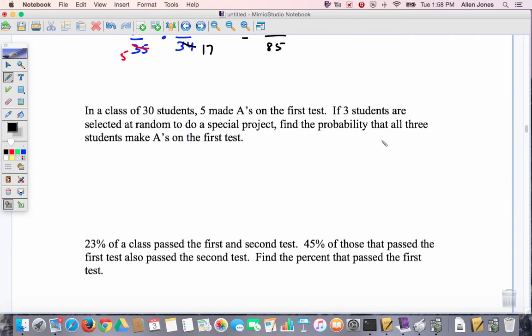Let's move on here. In a class of 30 students, 5 made A's on the first test. If 3 students are selected at random to do a special project, find the probability that all 3 students made A's on the first test.